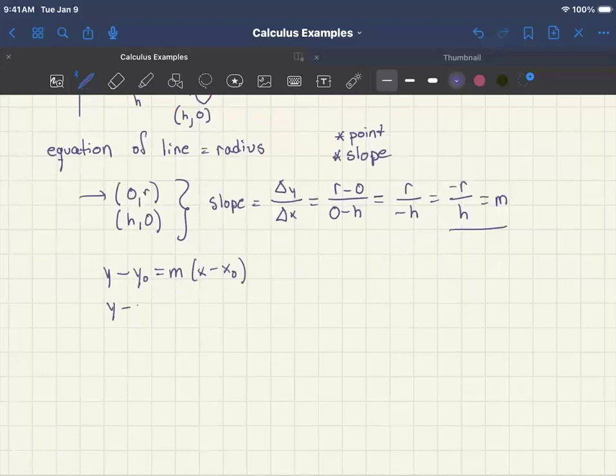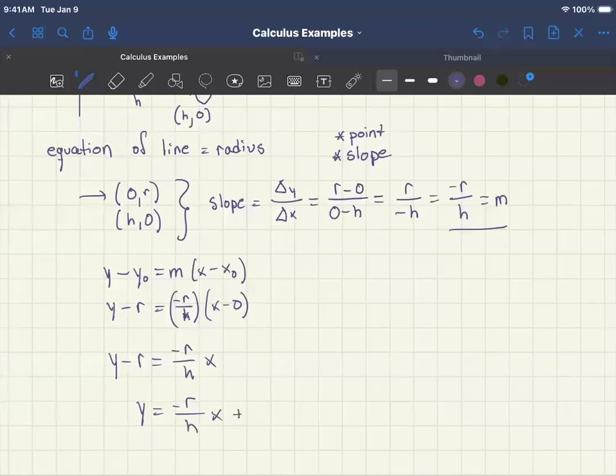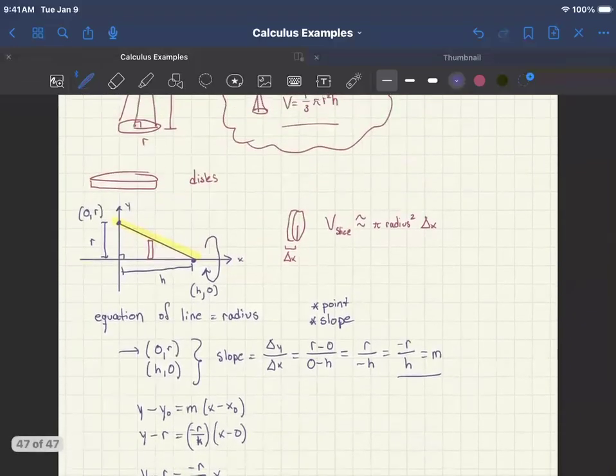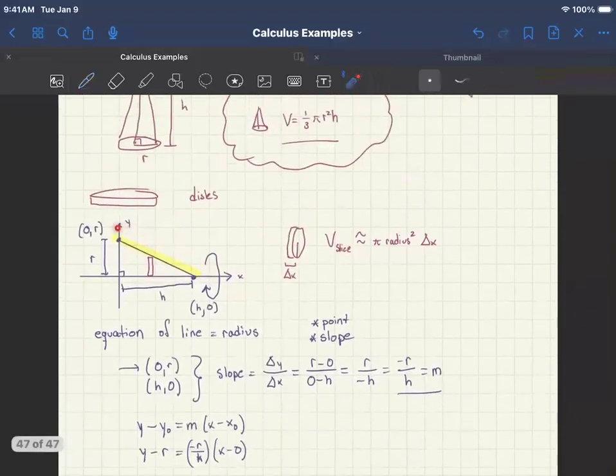So y minus r is equal to negative r over h times x minus 0. In other words, y minus r is equal to negative r over h x, or y is equal to negative r over h x plus r. So if we go back to our picture up here, you'll notice that is the equation of this line here, which tells us the radius of our slice.